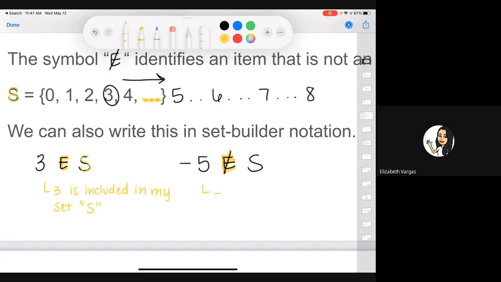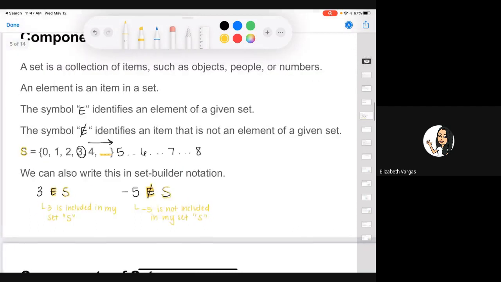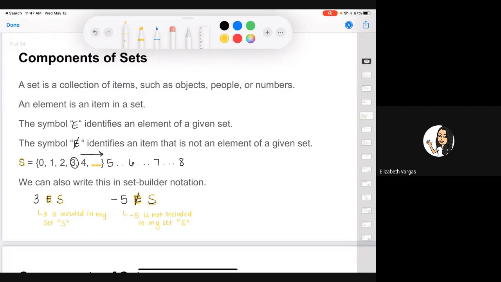Here, what this is telling me is -5 is not included in my set named S. That's what this symbol right here means. So if I want to describe the different elements in my set, I can use these different symbols. The ∈ by itself tells me that that element is included. An ∈ with a dash through it tells me that that element is not included in my set.